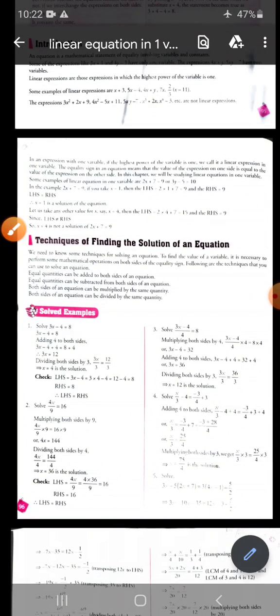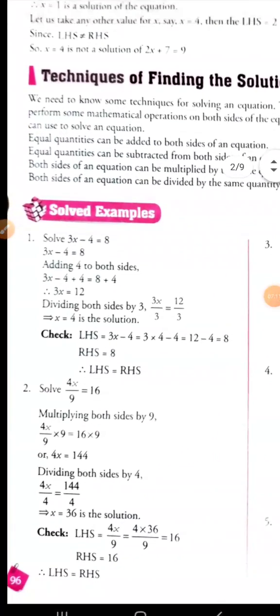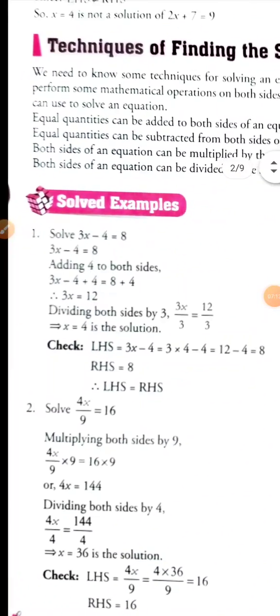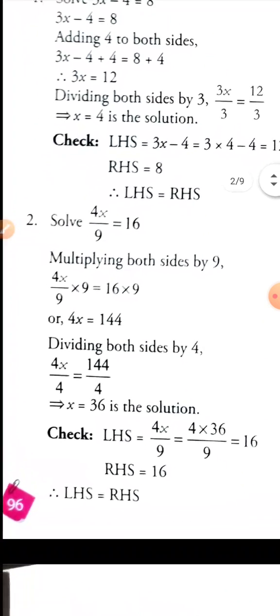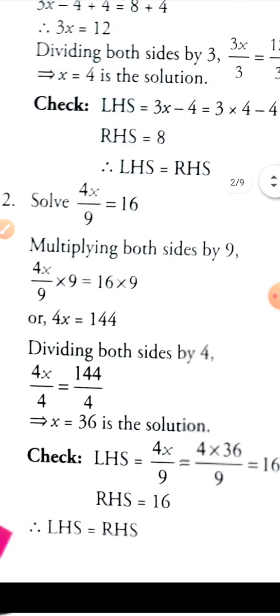Right, next, in the previous example what we did was we added same quantity on both the sides and divided the same quantity from both the sides. Now in second example, what we will do is we will multiply same quantities on LHS and RHS, and we will also divide same quantities from LHS and RHS.